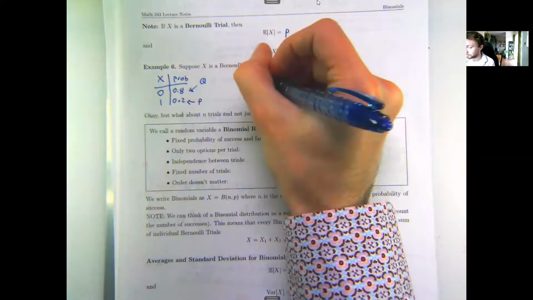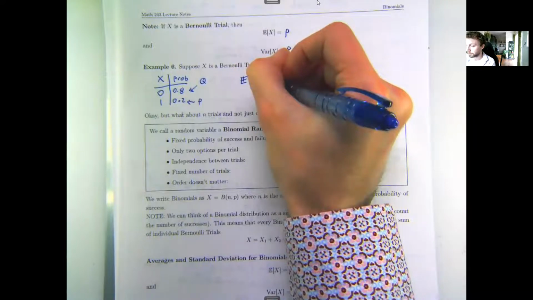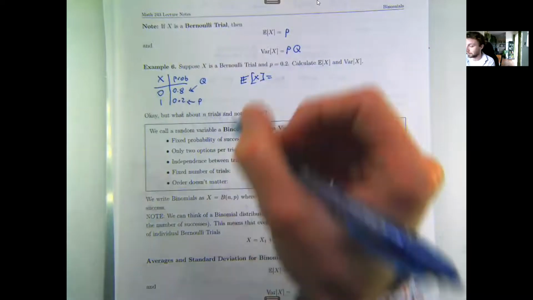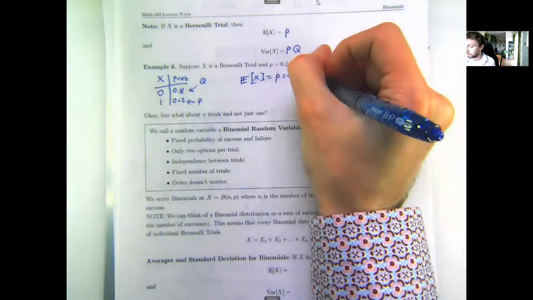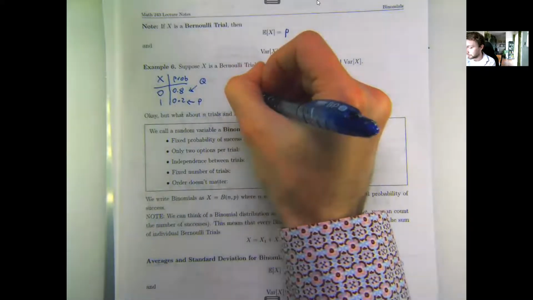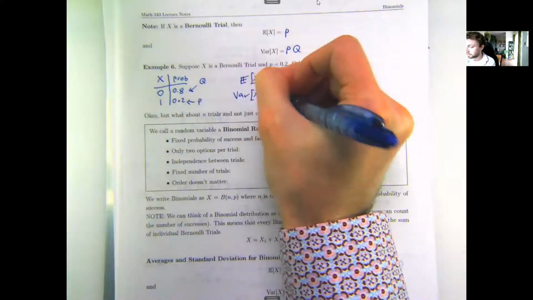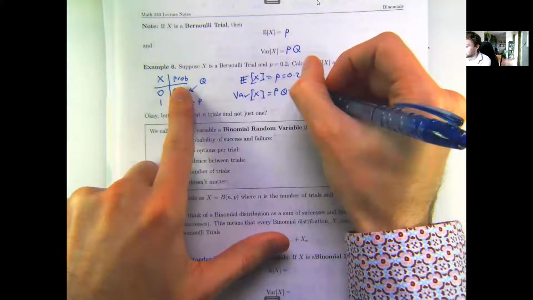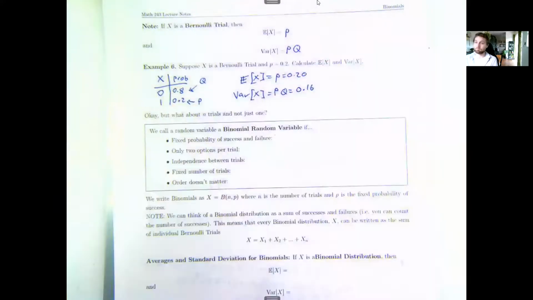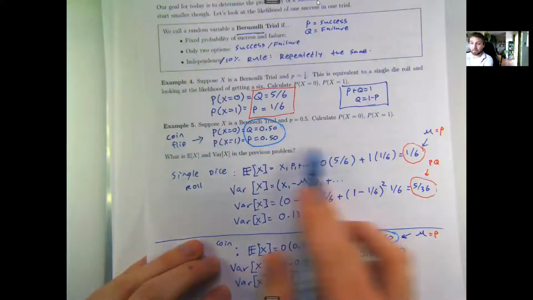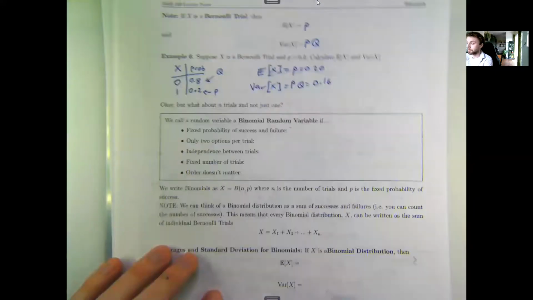The expected value of this Bernoulli trial, something where there's a 20% chance of winning and an 80% chance of failing, is just your P, or your 20%. Your variance is going to be your success rate times your failure rate. 2 times 8 gives me something like 16. Done.